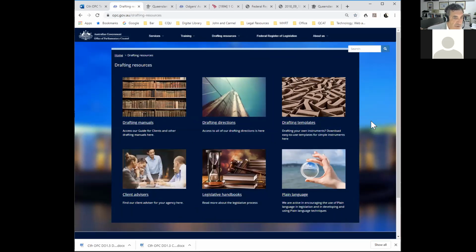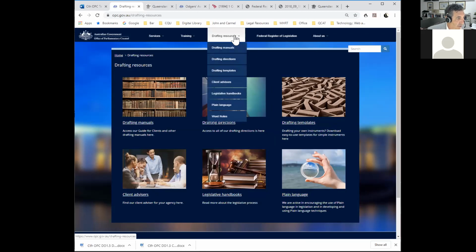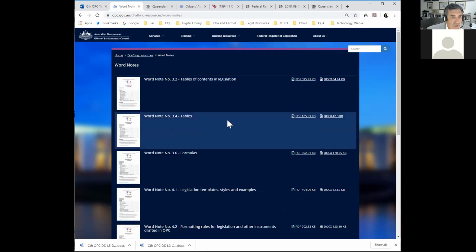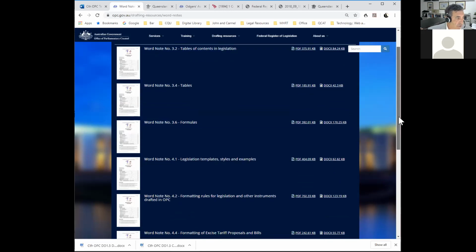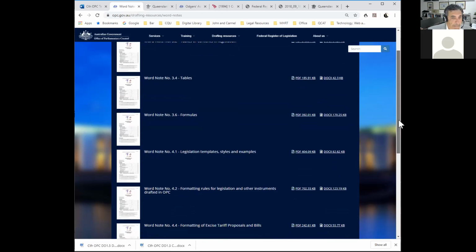But you'll see that there's no reference to word notes. Word notes are actually the 7th tile, which are not there. But if you go to the drop down, you'll see the 6 that are already shown with the links, and then the 7th is word notes. So if you click on that to word notes, it's basically a series of notes providing information about drafting, and you'll see that they do refer to legislation templates and styles and examples and formatting rules.